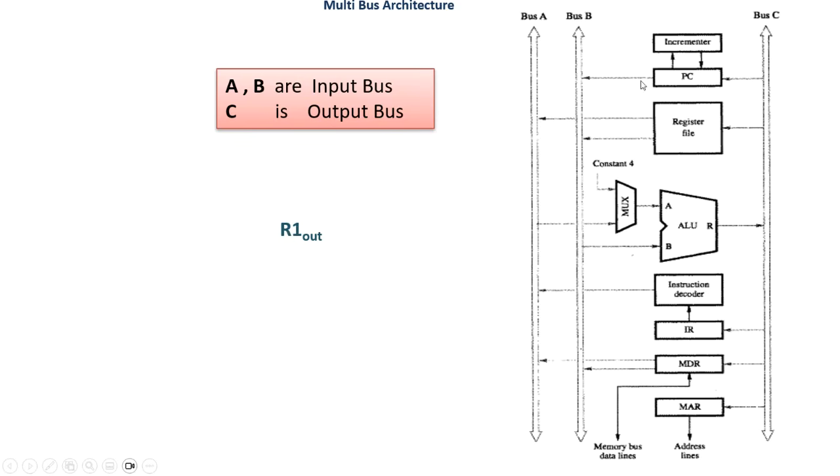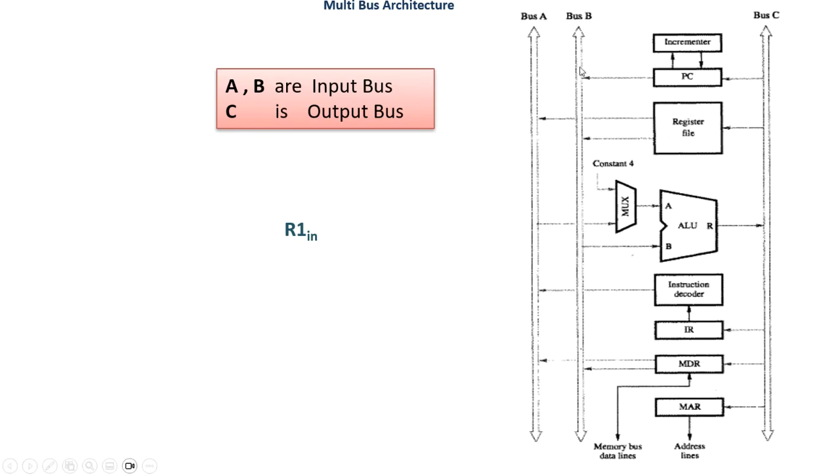In the same way, if you want to read the content from the R1 register, which is present in this block called the register file, you can enable R1 out. But this output can be connected to both bus A and bus B. So you can mention R1 out A. That means the R1 register content can be moved into bus A. If you mention R1 out B, the R1 register content can be moved into bus B. If you enable R1 in, the input is always taken from bus C. The content present in bus C can be stored into the R1 register.